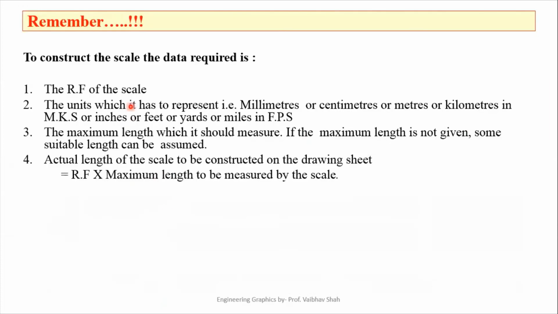Let us move ahead. So now remember, to construct the scale, the data required is, first, the RF of the scale; second, the units which it has to represent, like millimeters, centimeters, meters or kilometers in MKS, or inches, feet, yards or miles in FPS; number 3, the maximum length which it should measure. If the maximum length is not given, some suitable length can be assumed. Number 4, actual length of the scale to be constructed on the drawing sheet, which can be found by this equation: actual length is equal to RF times maximum length to be measured by the scale.